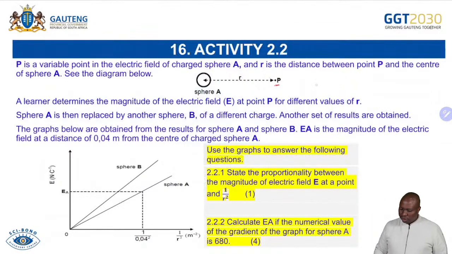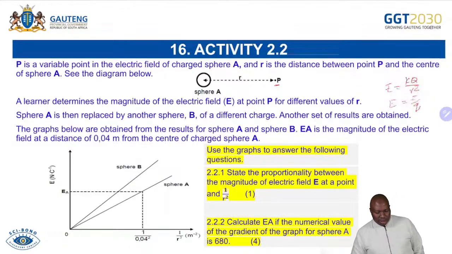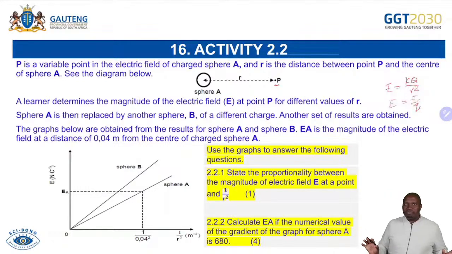You know electric field, we said E equals KQ over R squared. Don't forget. And we said electric field at a point, E equals F over Q. So those are the two formulas when we're dealing with the electric field that we'll have in our mind.